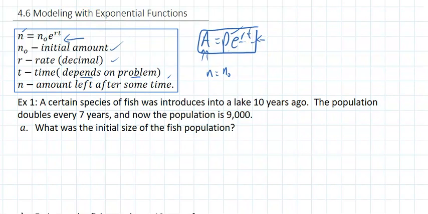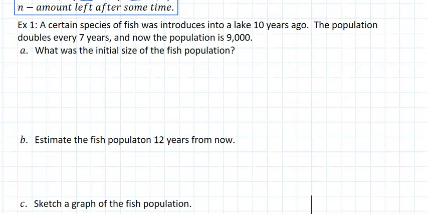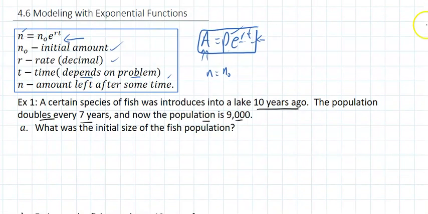So here we start. A certain species of fish was introduced into a lake 10 years ago. The population doubles every 7 years. And now the population is 9,000. What was the initial population size? Now you're going to figure this out quickly.